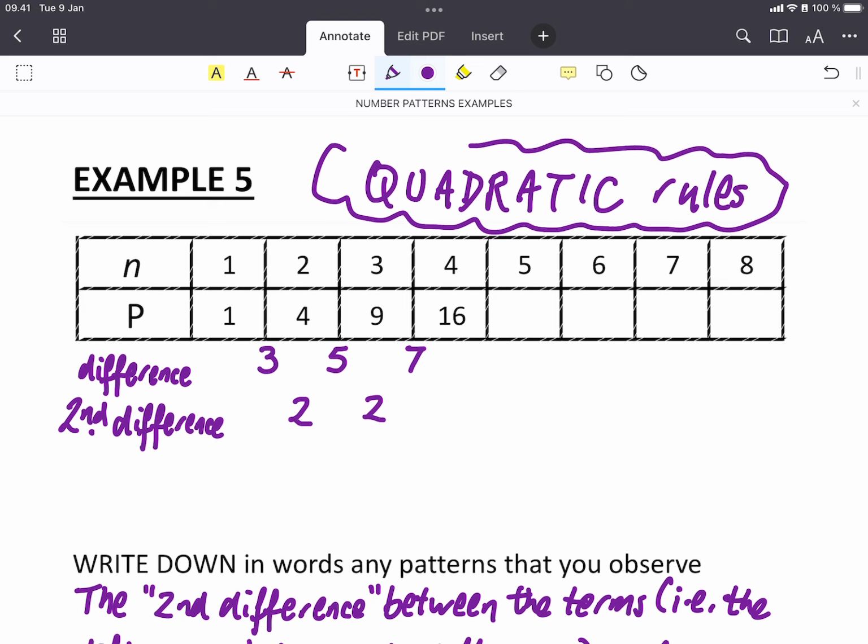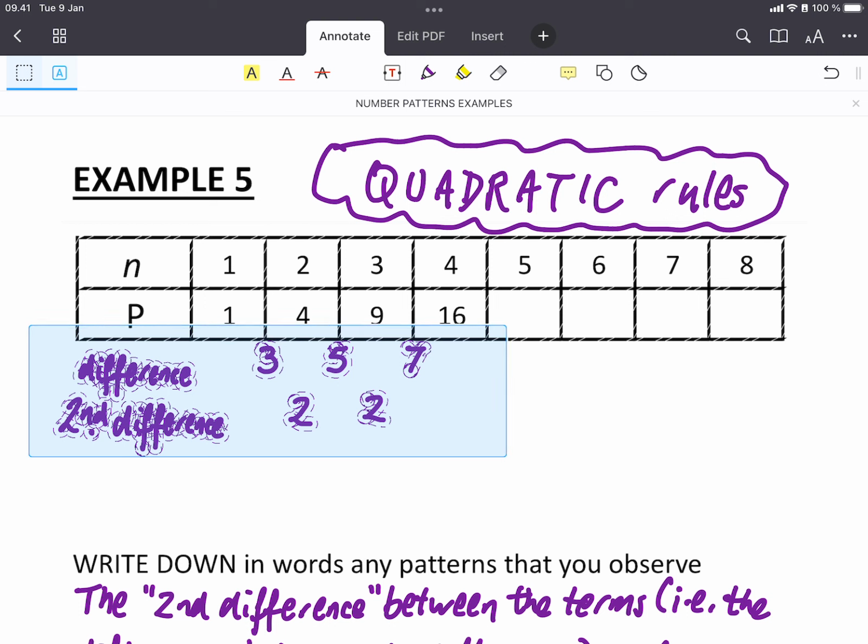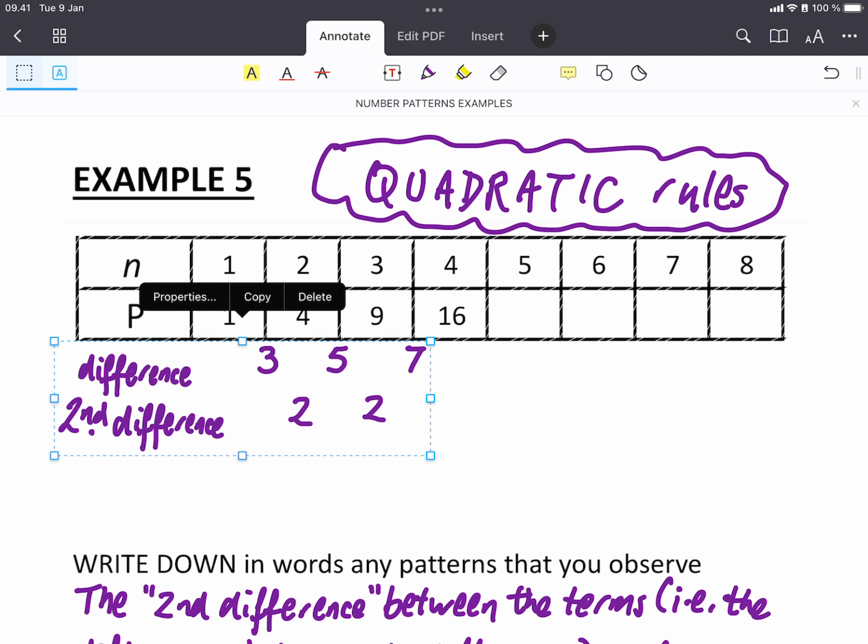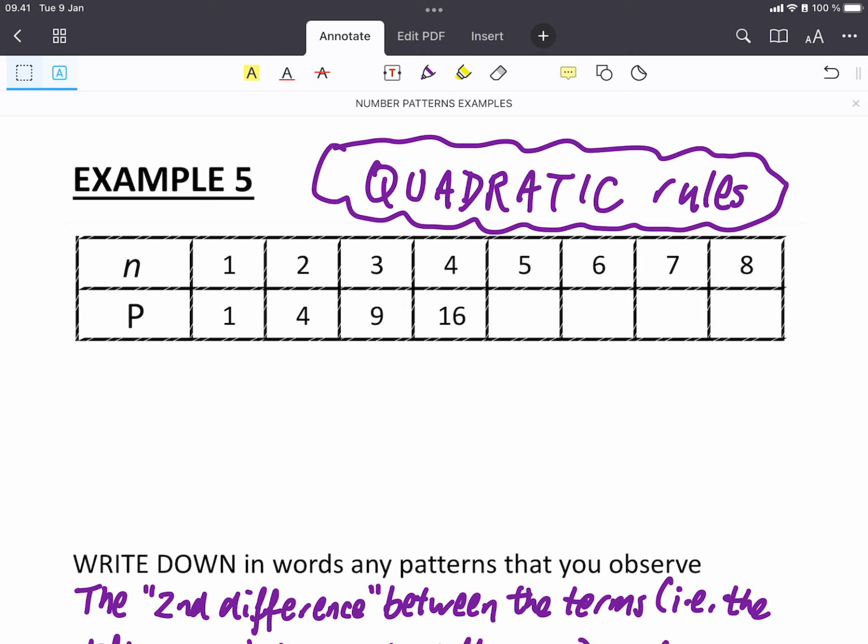So you remember quadratics, something involving x squared, or in this case, because we're talking about n, the rule will always be something involving n squared as the highest power. So having thought about the differences, let's think about what if the rule was just simply n squared. Well, 1 times 1 is 1, 2 times 2 is 4, 3 times 3 is 9, 4 times 4 is 16, and in fact on this occasion the rule is just n squared.